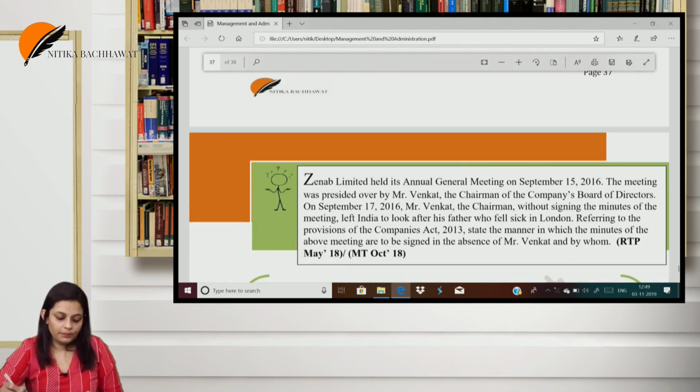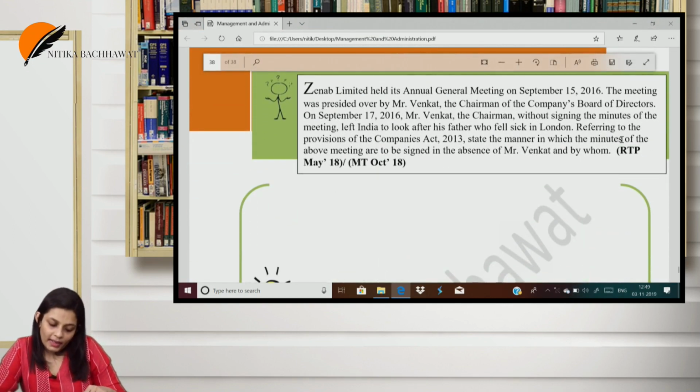No, it's not. Zenab Limited held its annual general meeting on September 15. The meeting was presided over by Mr. Venkat, the chairman of the company's board of directors. Mr. Venkat, without signing the minutes of the meeting, left India to look after his father who fell sick in London. Referring to the provisions, state the manner in which the minutes are to be signed in his absence.